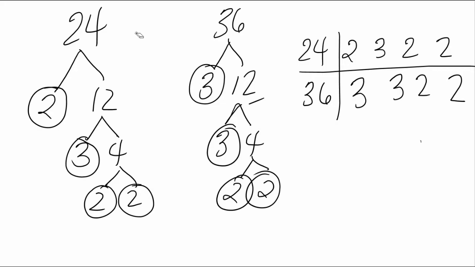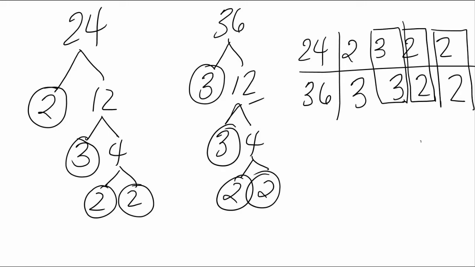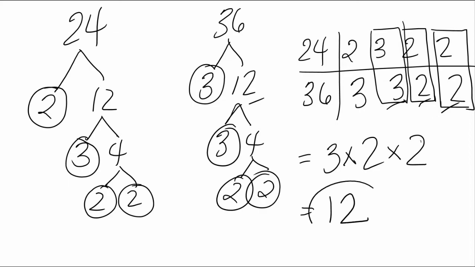Now we're going to look at ano yung mga magkakapareho sa kanila. So nakita natin dito, we have 3. Pareho silang meron 3, meron silang parehong 2, at meron silang parehong 2 din dito. So, kukopyahin natin kung saan sila magkapareho. We have 3, then 2, then 2. And then we will multiply this 3 times 2 times 2. So, we will arrive at the answer 12. So, 12 is the greatest common factor of 24 and 36.